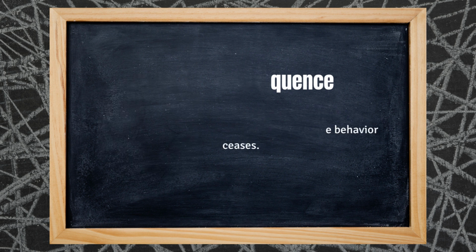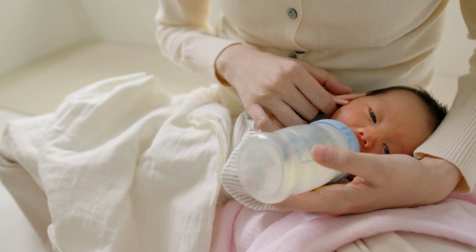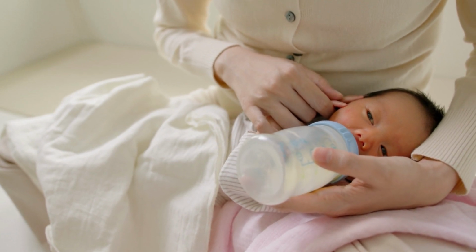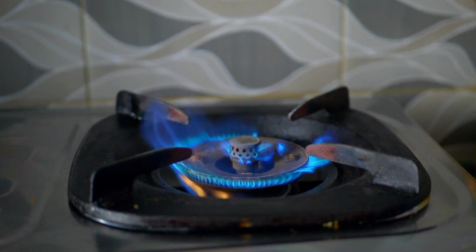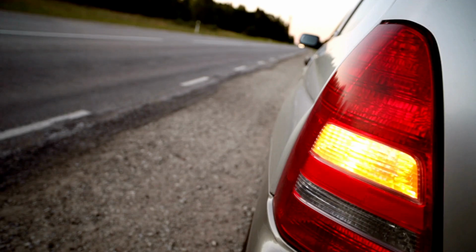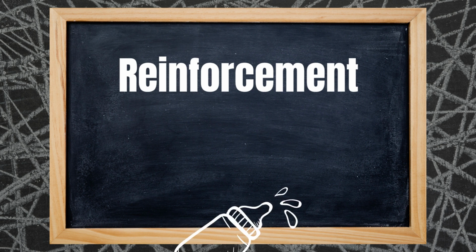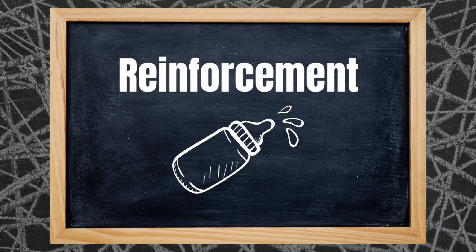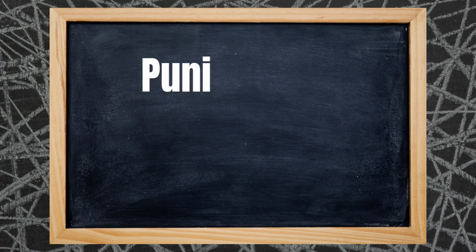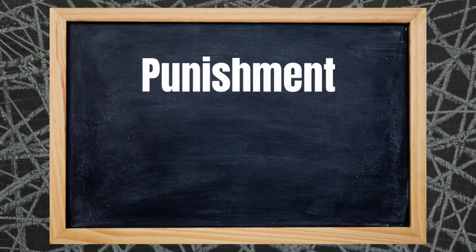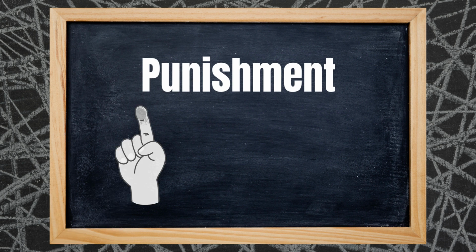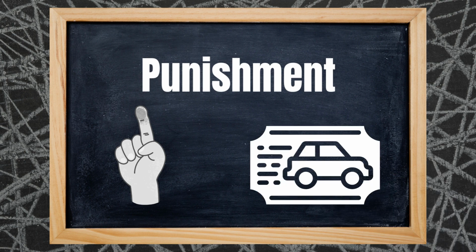Some examples of this could be when a baby stops crying when he is given a bottle of formula, burning your hand on a hot stove, getting a speeding ticket for driving too fast. Some consequences can reinforce a behavior, which makes it more likely that the same behavior will occur again in the future. Example, baby getting a bottle after crying. While other consequences act as a punishment to decrease the likelihood of the behavior from occurring in the future. Example, burning your hand or getting a speeding ticket.